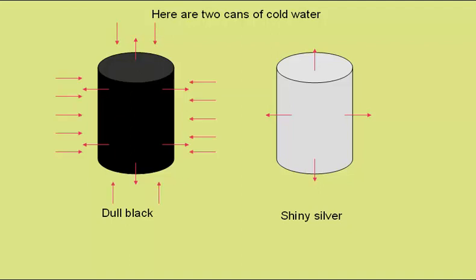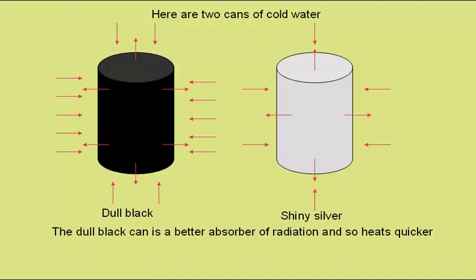The black can, however, is absorbing 14 arrows of radiation, being a good absorber of radiation. The silver can is absorbing just 6 arrows of radiation. In this case, the cans are colder than their surroundings, so it is the absorption of infrared radiation that is important, and the dull black can is a better absorber of radiation, and so will heat up quicker.